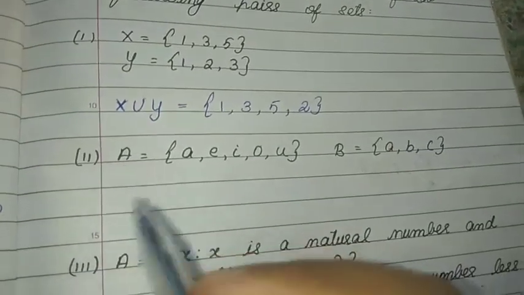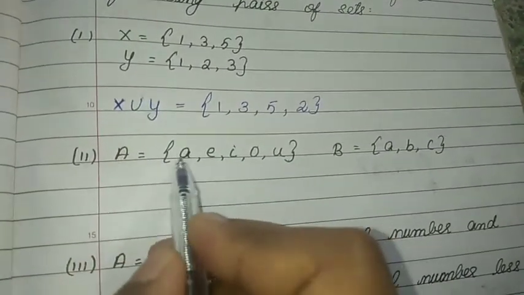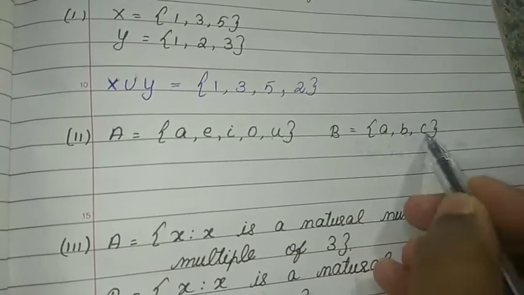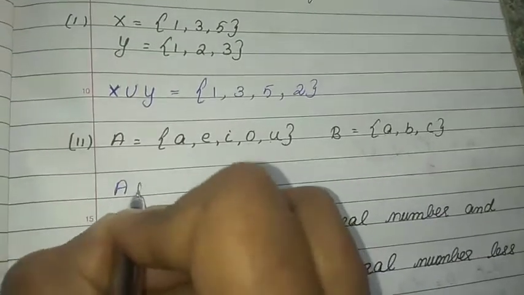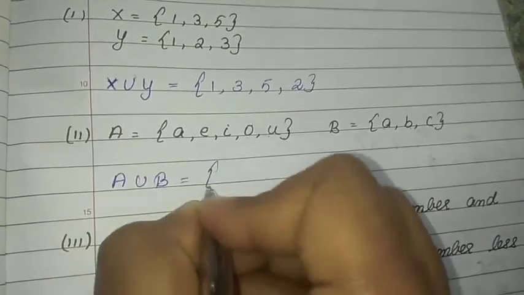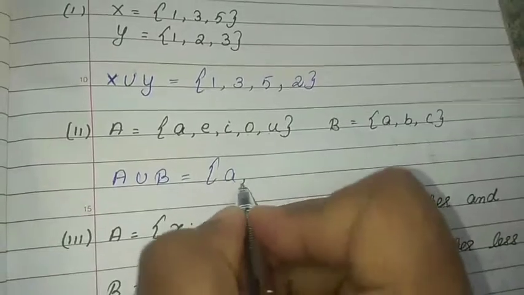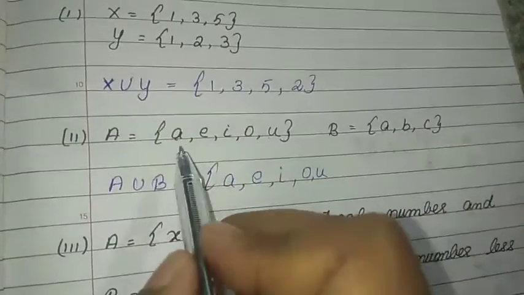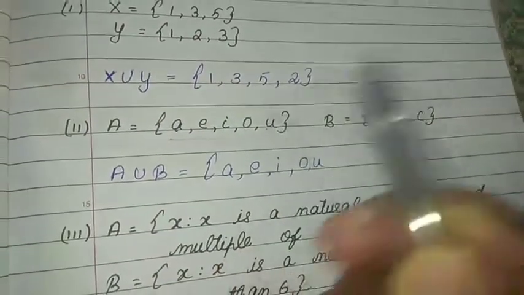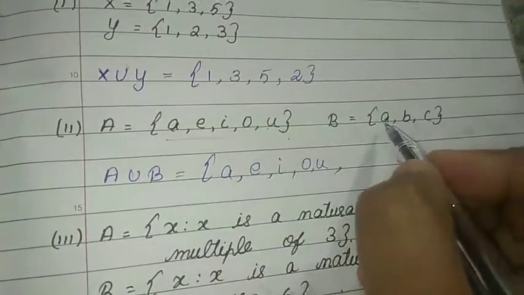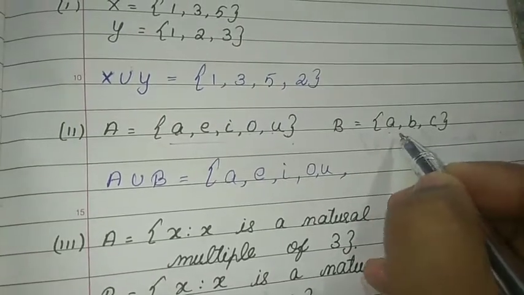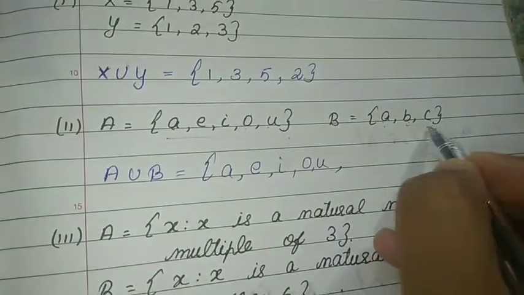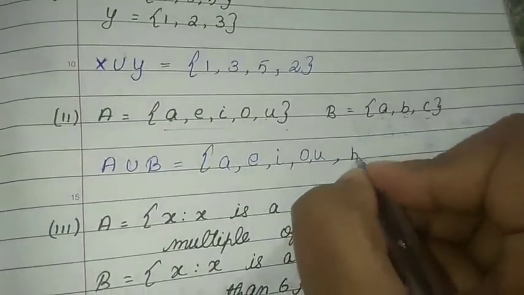So now the second subdivision: A is equal to {a, e, i, o, u} and B is equal to {a, b, c}. So now to find A union B is equal to {a, e, i, o, u}. You just write all the elements from set A. Okay, then you check in set B. If common elements are there, just leave it. Then you go to the next one. Okay, so now a is there, b and c are not here. So now I'm writing b and c.